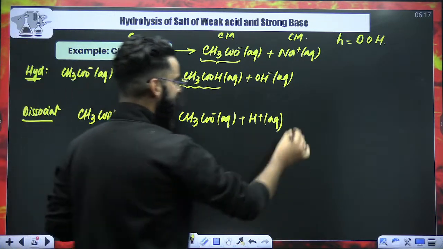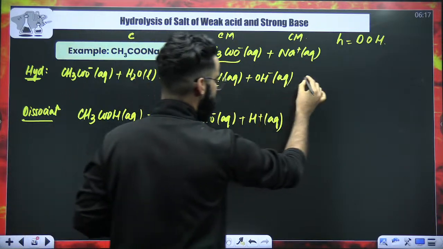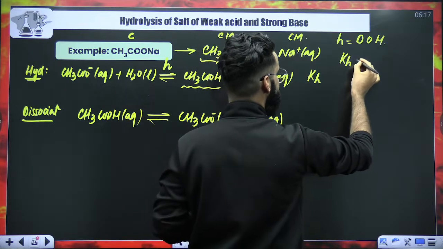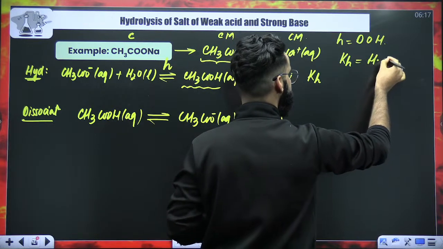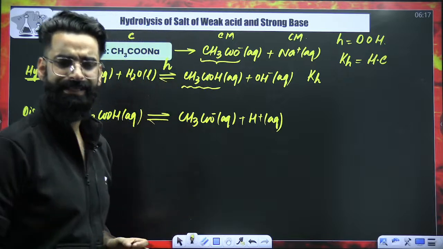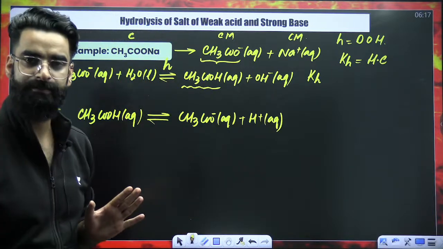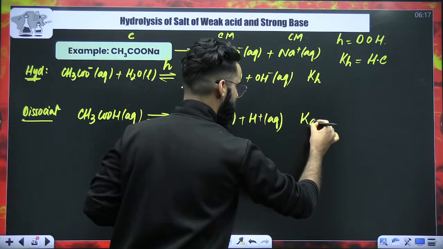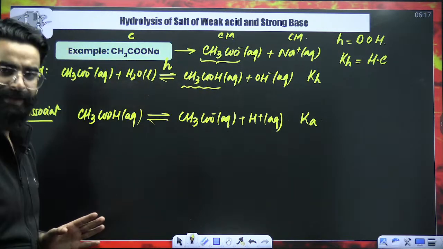Since the equilibrium constant of this first reaction, I'll be calling it KH. What is KH? This is something which I'll be calling the hydrolysis constant. Similarly, this is a weak acid which is undergoing dissociation, so its ionization constant is, for example, Ka, right?